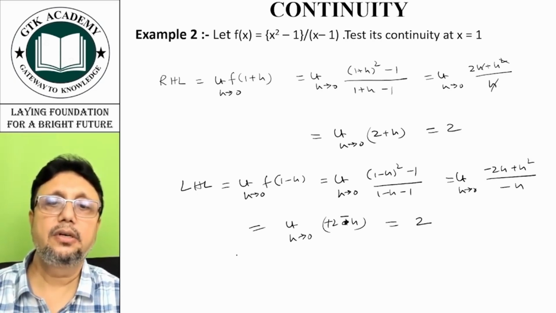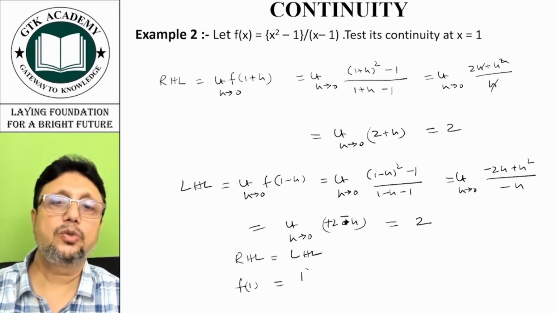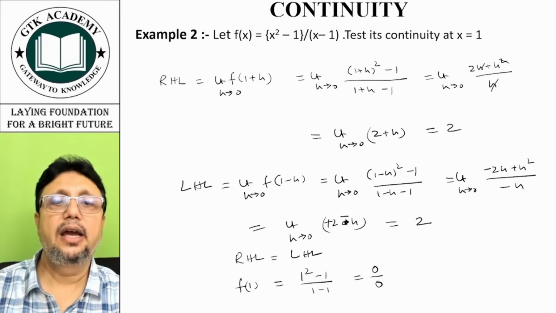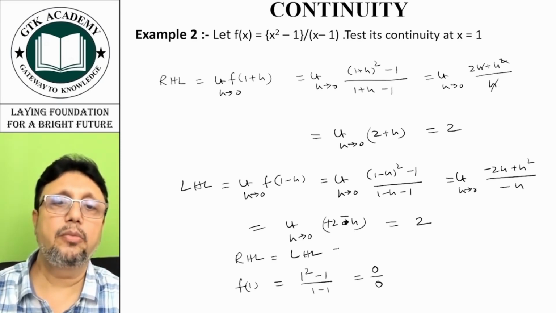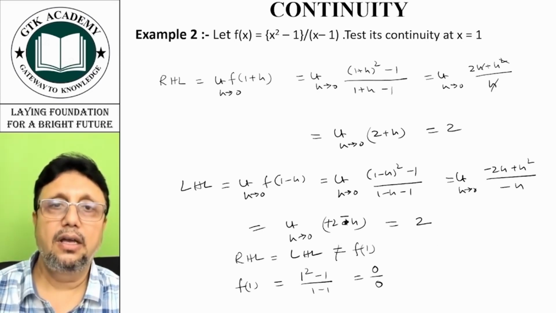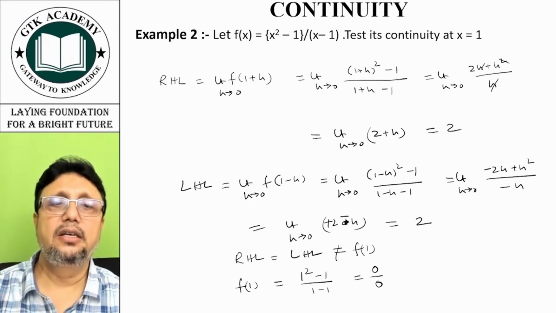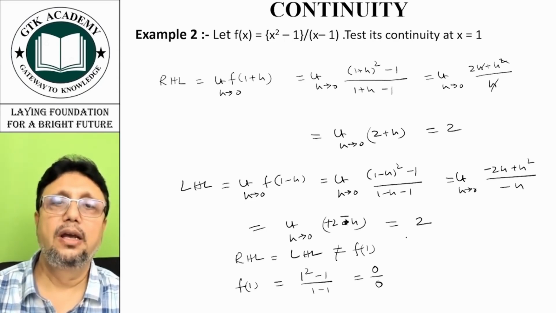So right hand limit is equal to left hand limit. But f(1) is equal to (1 square minus 1) upon (1 minus 1). That means this is equal to 0 upon 0. So this is an indeterminate form. So right hand limit is equal to left hand limit, but this is not equal to f(1). That means this function is discontinuous at x is equal to 1.